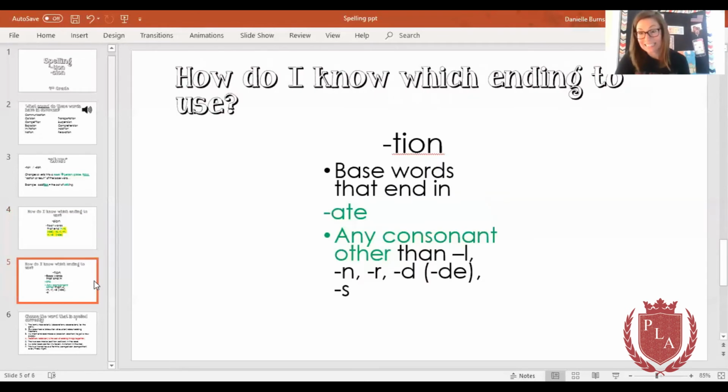Now, the next ending, T-I-O-N. This is the ending we're going to see most often, okay? The rule's a little easier to remember for this one.